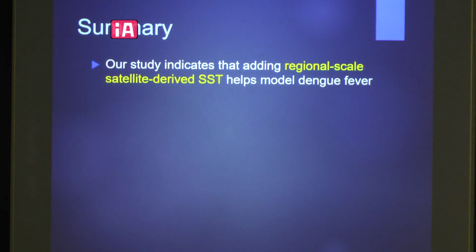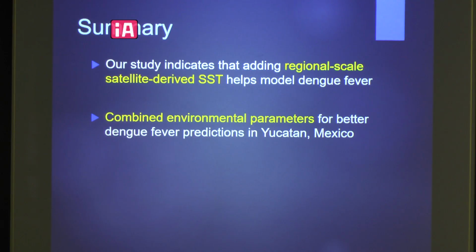In summary for this first objective, this study indicated that using regional scale, satellite-derived sea surface temperature can really help you model dengue fever, with 26% being explained by that variable and it being included among the most important ones. Also, the combined environmental parameters can explain almost 50% of the variability of dengue fever. That other 50% could be mostly explained by human population or susceptibility to the specific virus. Regardless of that, environmental variables alone were able to explain a substantial amount of the variability.